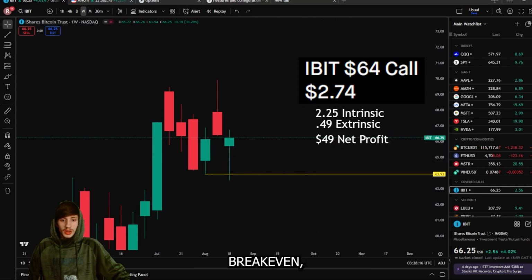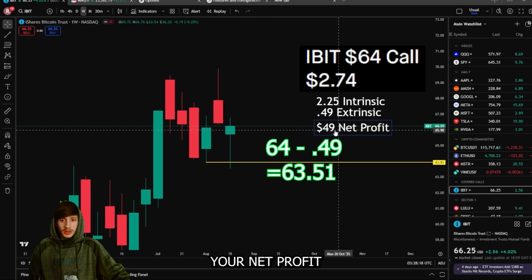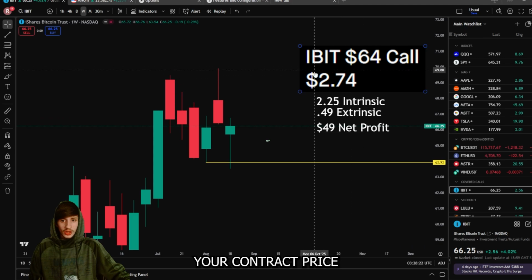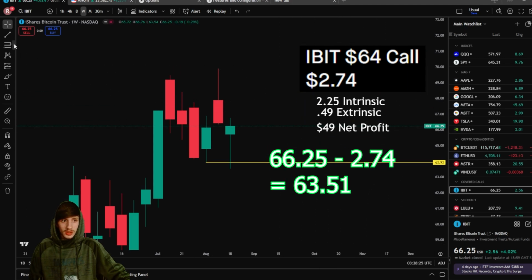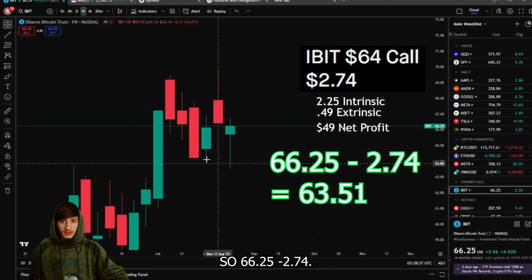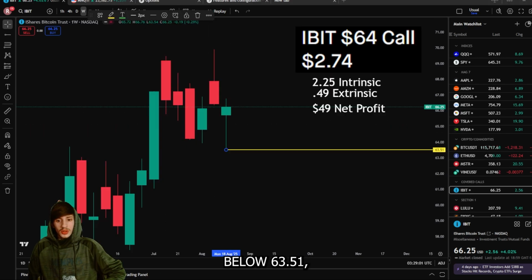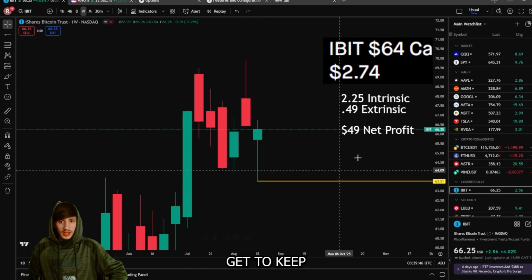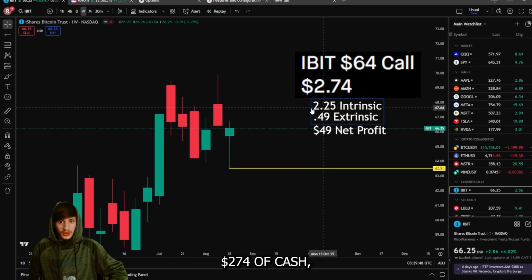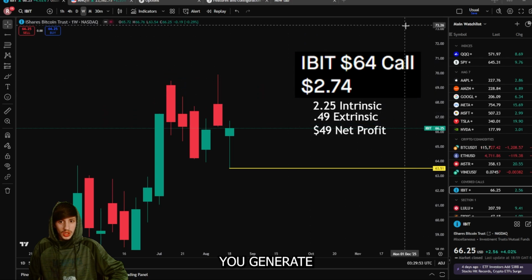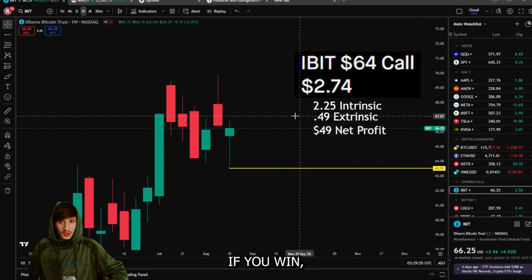And then to calculate break even, you can either subtract your net profit from your strike price, or you can subtract your contract price from your entry price. So 66.25 minus 2.74, that would give you break even. So anything below 63.51, every single cent that the stock drops, you lose $1 on your position. And then you get to keep that full $274 of cash, and then you can invest and do whatever you want with it. So even if you lose, you generate cash flow, and then if you win, you get that net profit.